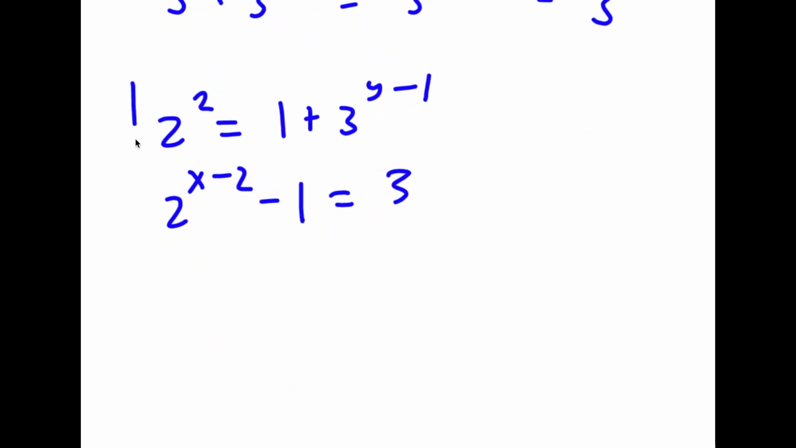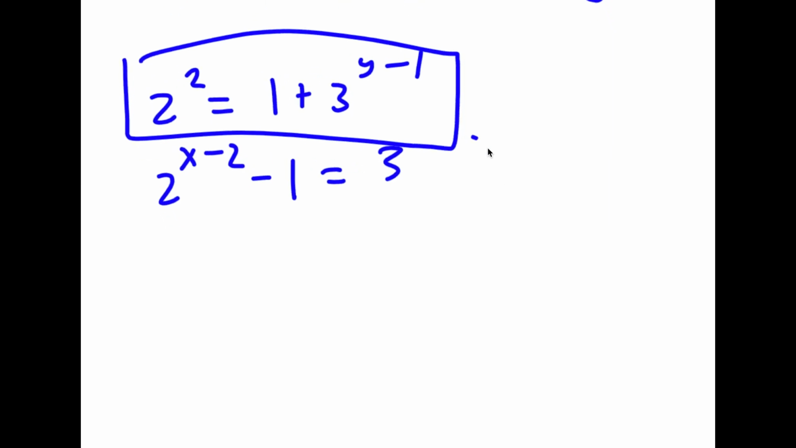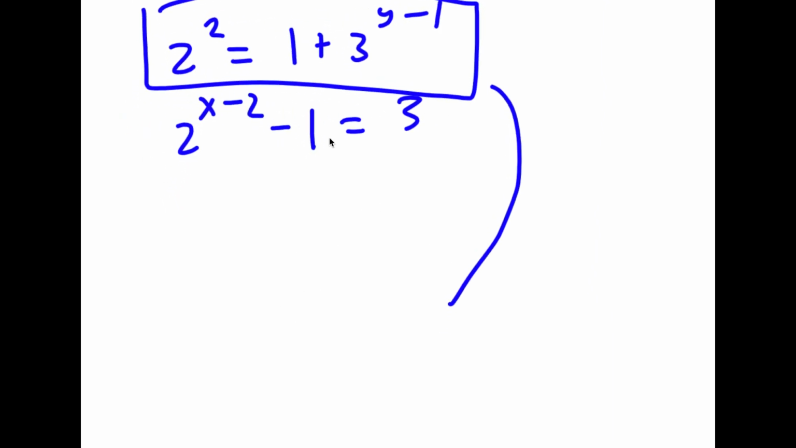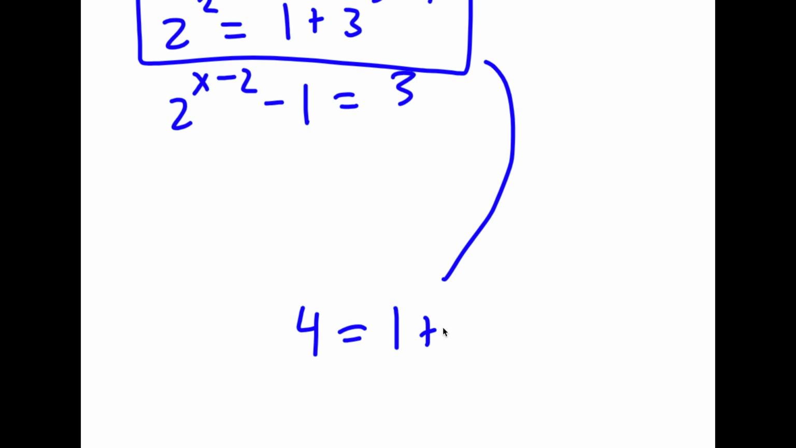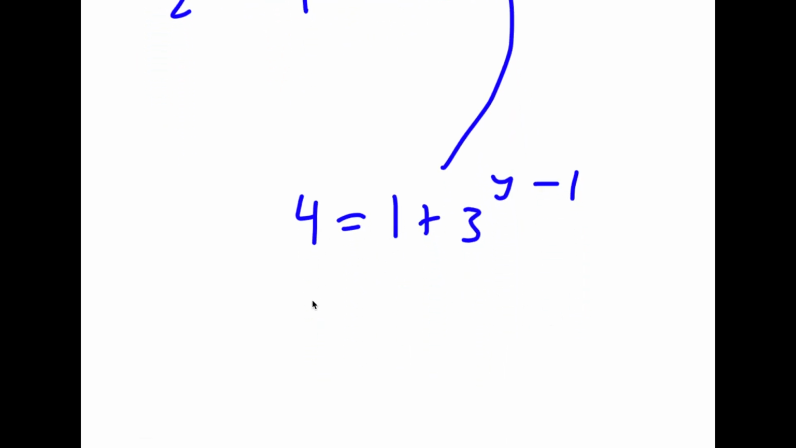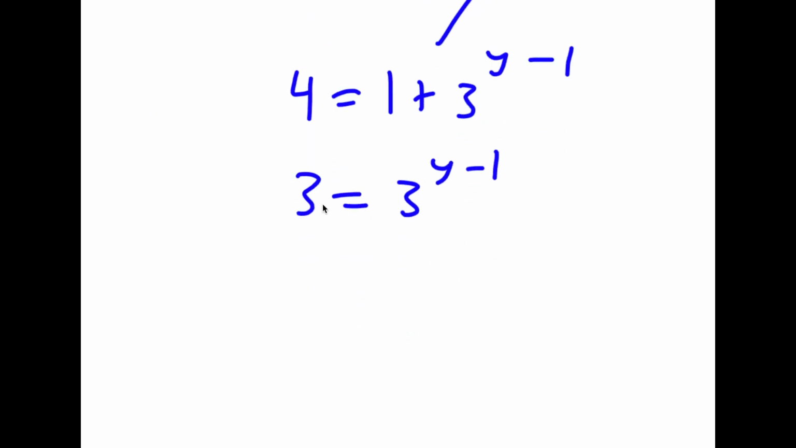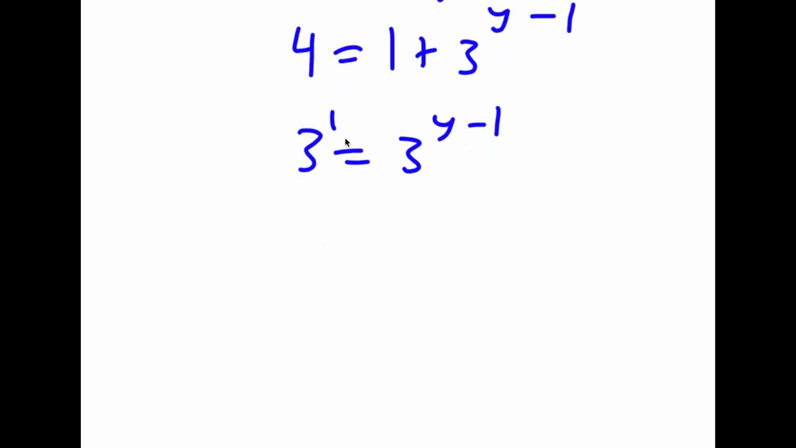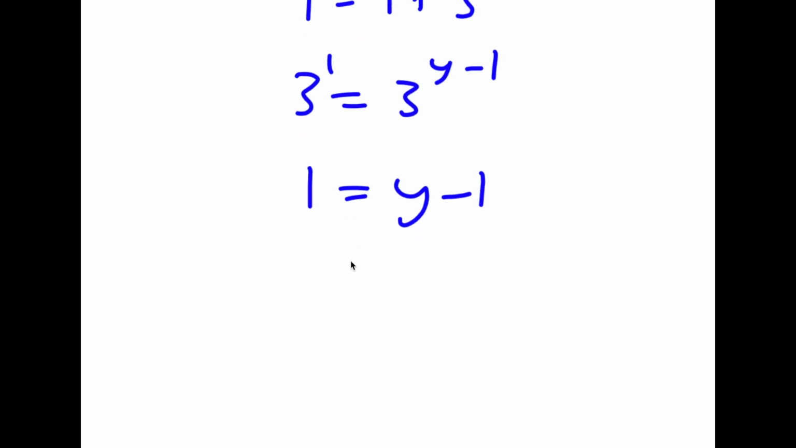So let's first go ahead and solve this first one. So I have 2 squared, which is the same thing as 4. So I have 4 is equal to 1 plus 3 to the power of y minus 1. Now if I subtract 1 on both sides, I get 3 is equal to 3 to the power of y minus 1. And we want 3 is the same thing as 3 to the power of 1. And since these two bases are the same, this means that 1 is equal to y minus 1, meaning y is equal to 2.